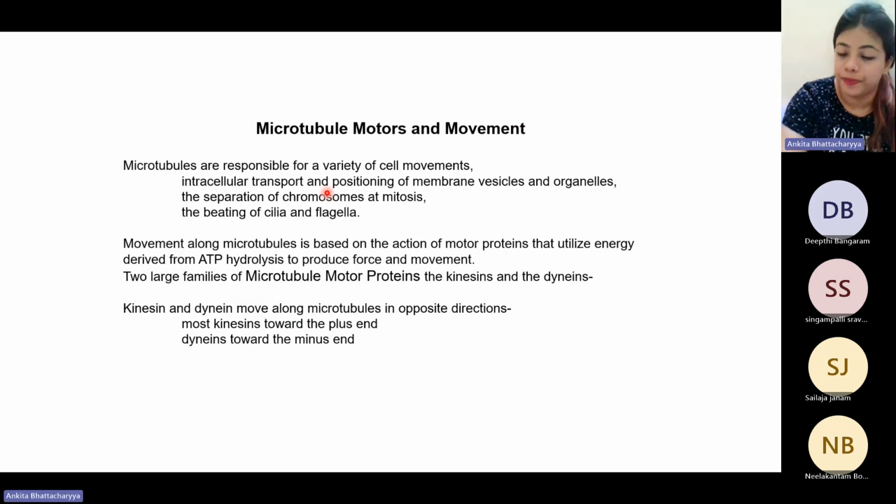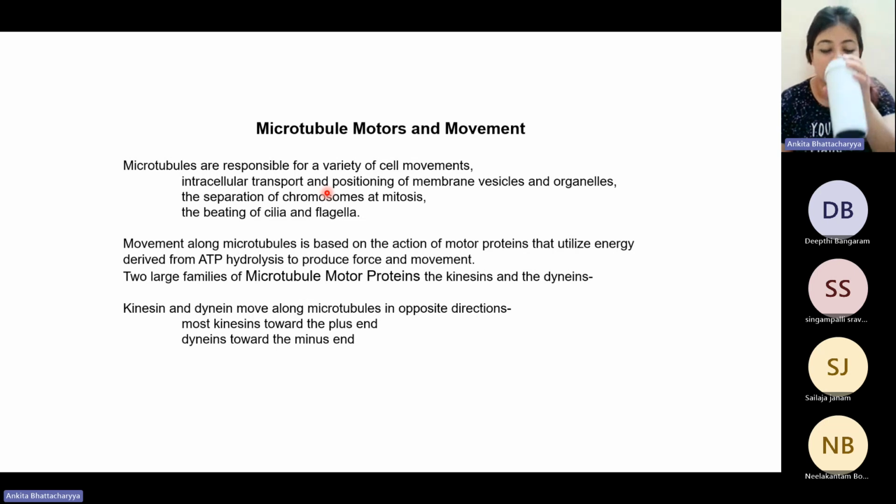So, till now, we have looked at each of these filaments, their assembly, what is the difference between them, their orientations, their contributing factors, organizing centers, etc. Lots of details about those things. What we will look at now is the involvement of microtubule motors and the movement and why it is necessary.